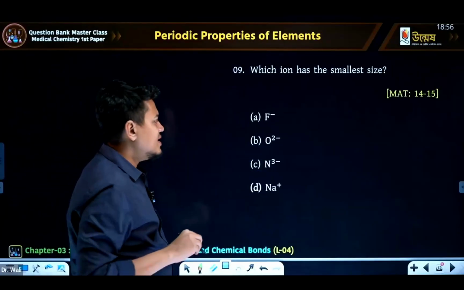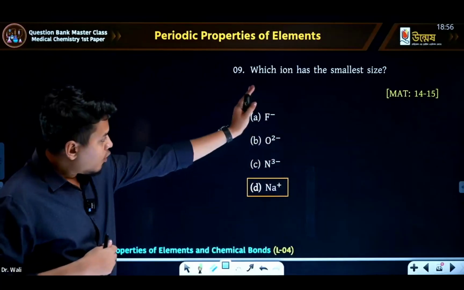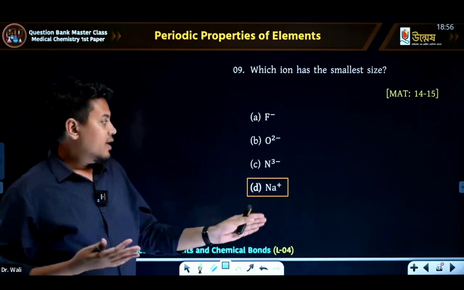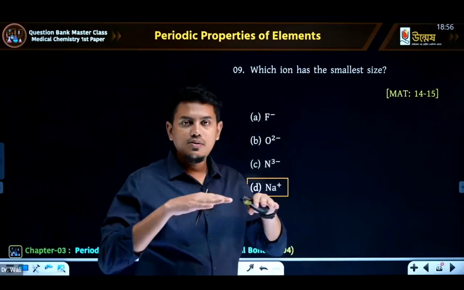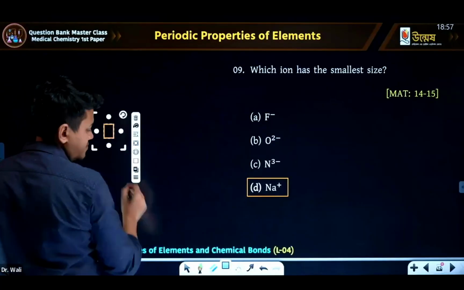Which ion has the smallest size? Certainly sodium ion has the smallest size. Why? How can I say that easily? Because all of them are isoelectronic, and cations are smaller in case of isoelectronic ions. And we can also make a hierarchy according to their size. How? Here the smallest one is sodium.